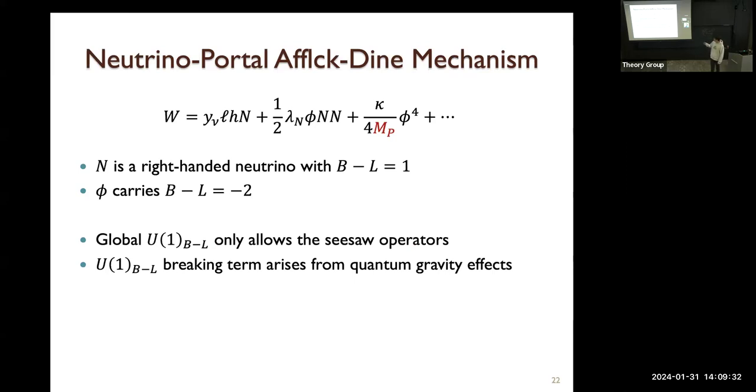Of course, there can be more terms, like phi N cubed or phi squared N squared, or even higher dimensional terms, but they're all suppressed with M_Planck, and this term is the most relevant term.